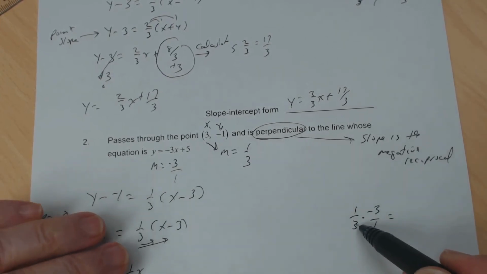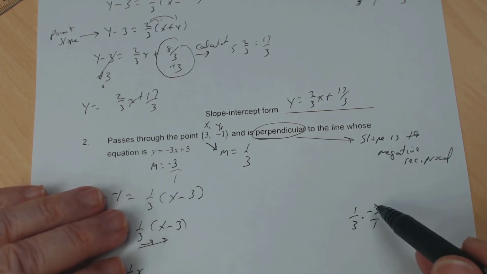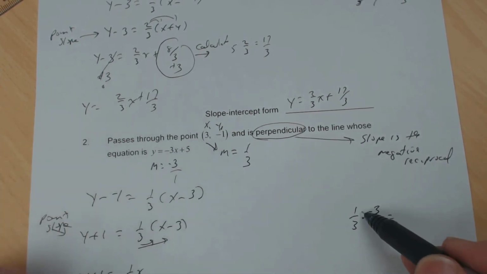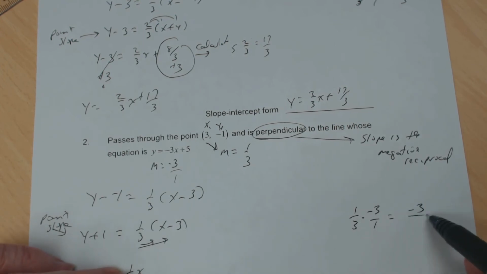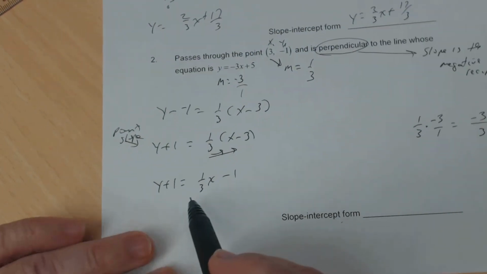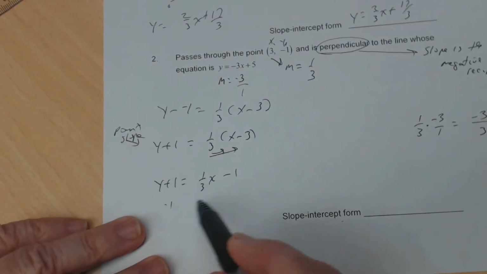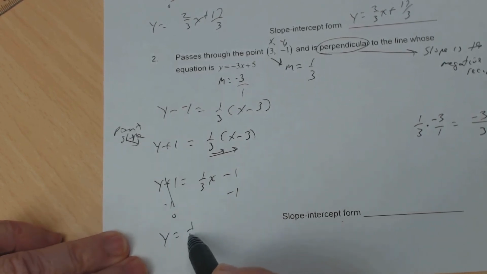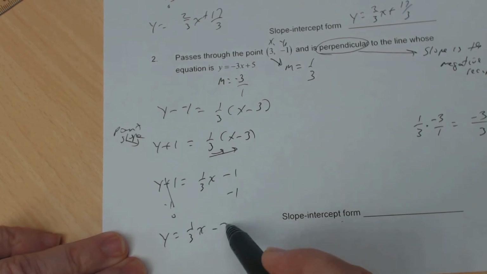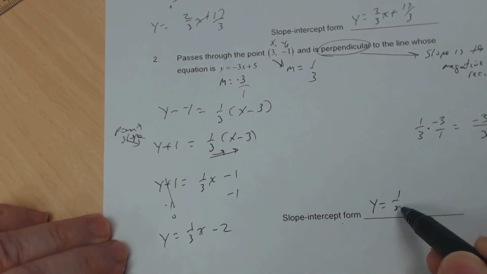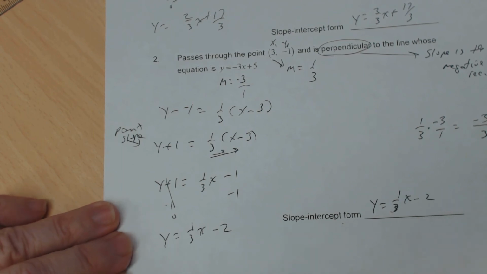If you reduce, you would see that 3 into 3 is 1, 3 into negative 3 is negative 1. You would get negative 1. If you want to multiply first, you can. 1 times negative 3 is negative 3, 3 times 1 is 3. So you get negative 1. So this is minus 1. Getting y by itself, I have to subtract 1 from both sides. Combine like terms. I get y equals 1/3 x. Negative 1 and negative 1 is negative 2. So the answer is y equals 1/3 x minus 2.